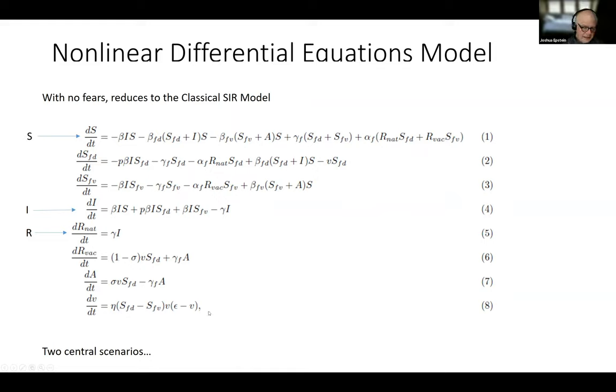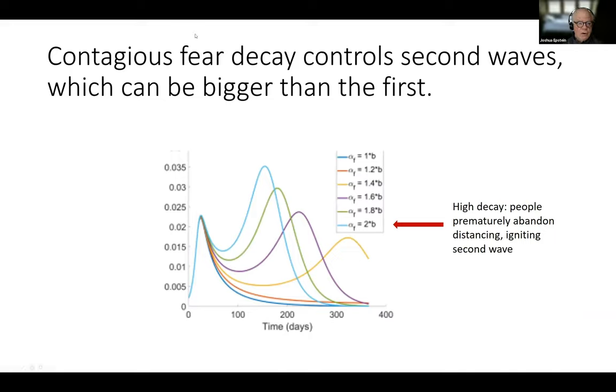And here is this last term, equation 8, where we have this difference. The notation is a little different, but you see that what's really driving it is the fear of disease minus the fear of vaccine. All right, so let's show you a couple of these scenarios where you get multiple waves from this model. One of them is where there's contagious fear decay, which controls these second waves. And the second waves can be bigger than the first waves, which is also interesting. But here, if fear decays rapidly, then people quickly come out of the basement, and they come out too soon and you get a second wave.